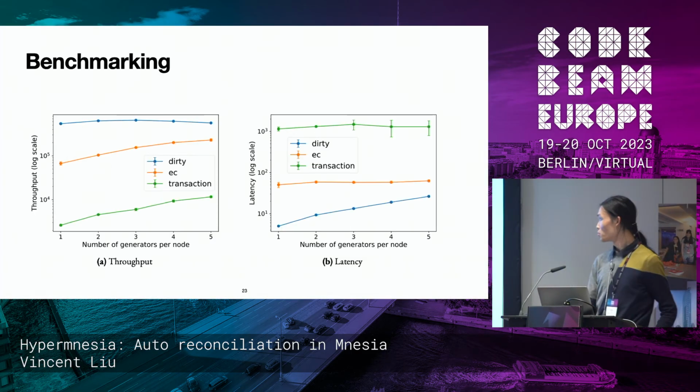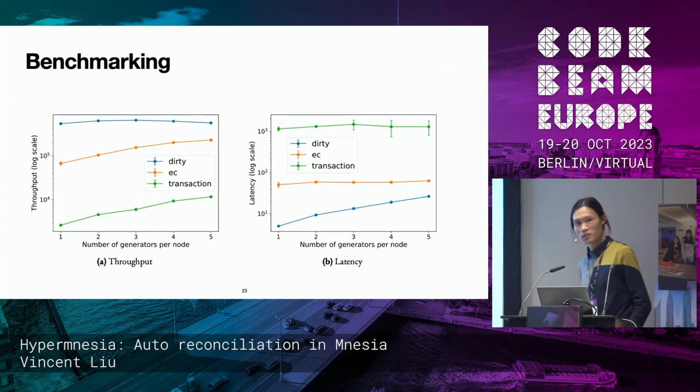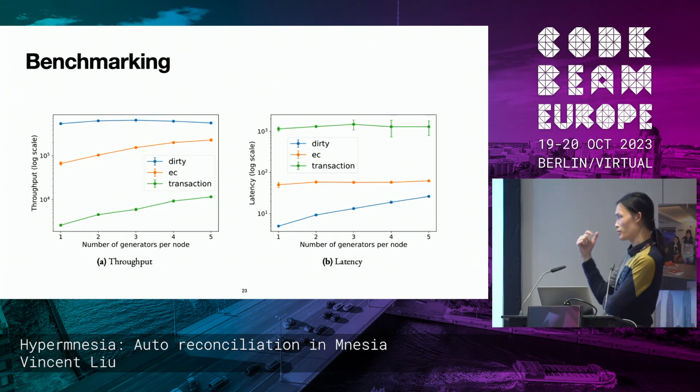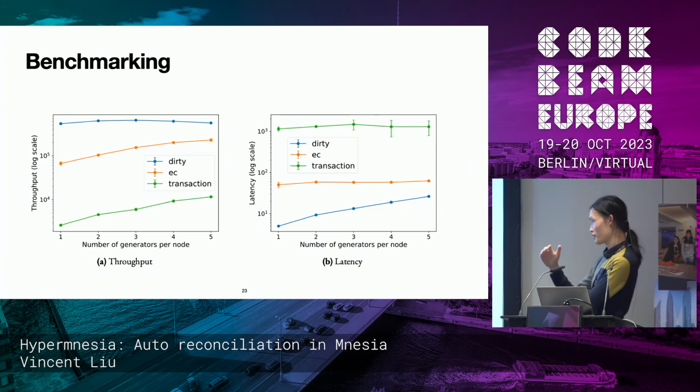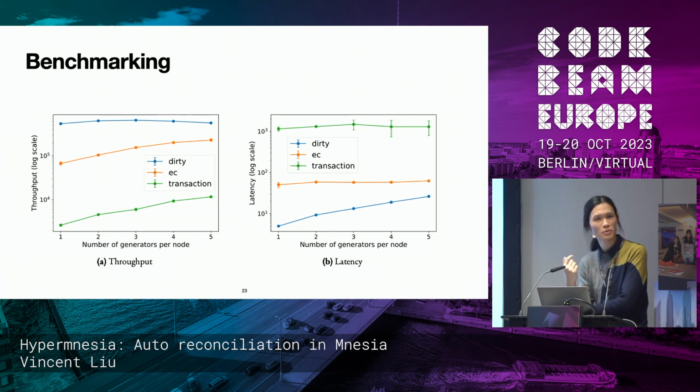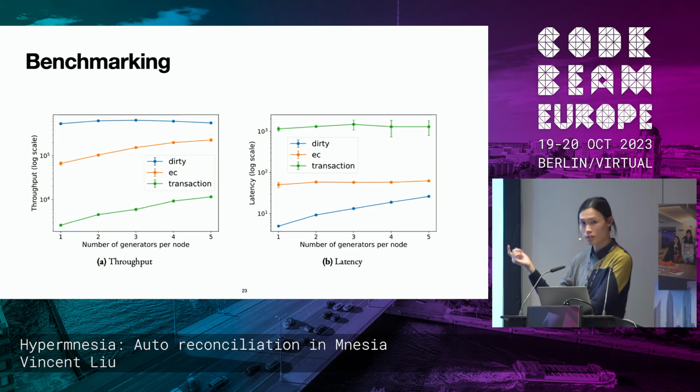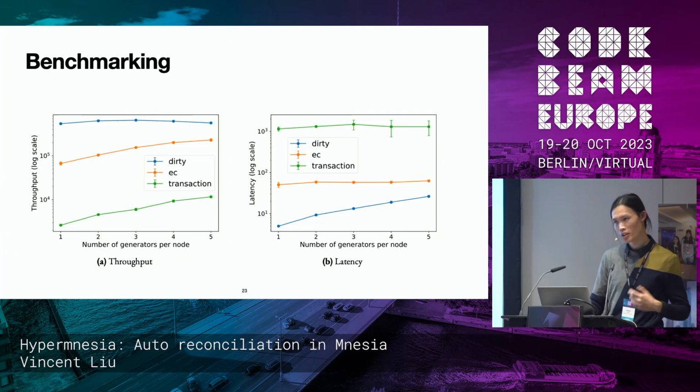So I talked about performance. I don't have time to go through all of that, but this is roughly what it looks like to compare 3 different access contexts. Generally speaking, the async EC access context is somewhere between dirty and transactions. I think it's sometimes 10 times to 20 times faster than transactions. So in terms of throughput and latency, not too bad.